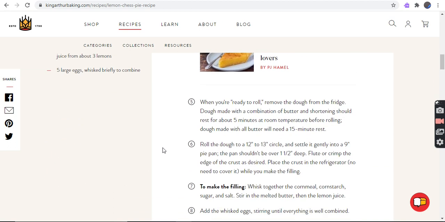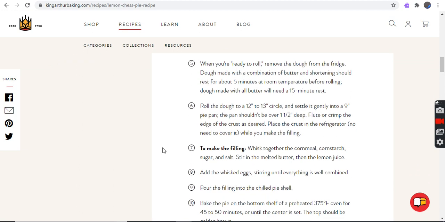Perfect your technique. When you're ready to roll, remove the dough from the fridge. Dough made with the combination of butter and shortening should rest for about 5 minutes at room temperature before rolling. Dough made with all butter will need a 15-minute rest. Roll the dough to a 12" or 13" circle and settle it gently into a 9" pie pan. The pan should be over 1 1/2" deep. Flute or crimp the edge of the crust as desired. Place the crust in the refrigerator. No need to cover it while you make the filling.